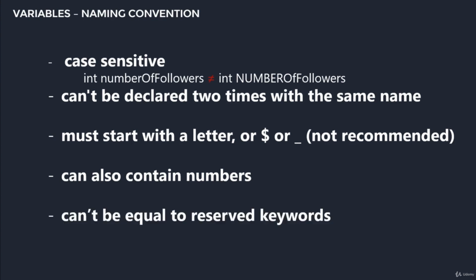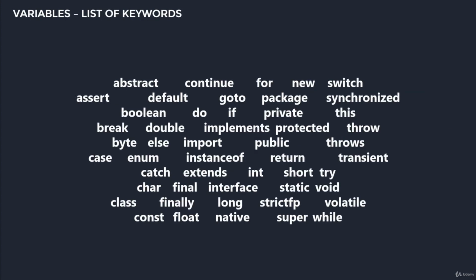And last here, variable names cannot be equal to reserved keywords of Java. Here you can see a list of the reserved keywords: abstract, continue, for, new, switch, and the list goes on. You don't need to memorize these. Java will warn you that you cannot use these words as variable names. You might think this list is very long, but don't worry, I will explain all of them later in the course.